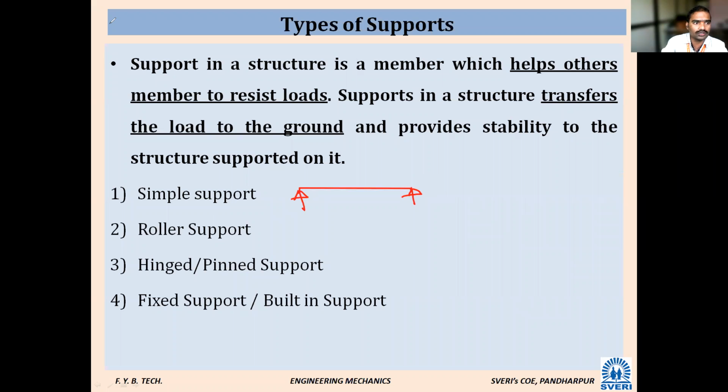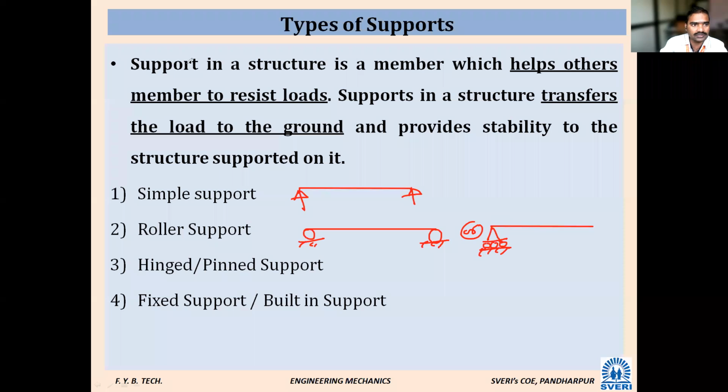Then for the roller, these are the roller conditions. This or this, like this. You will see, for the roller, you have to do like this. Roller conditions. You can take this as a beam, and you have to show rollers like this.